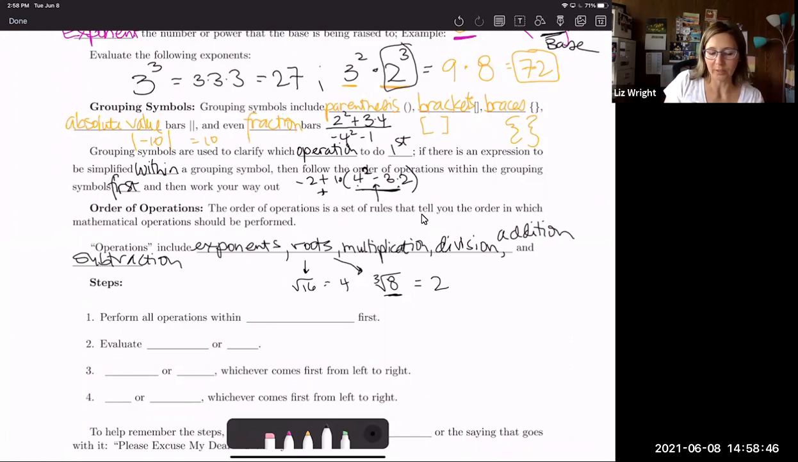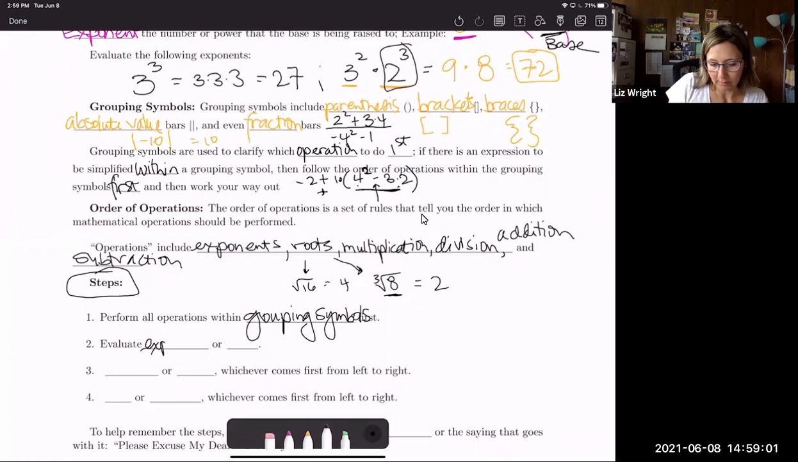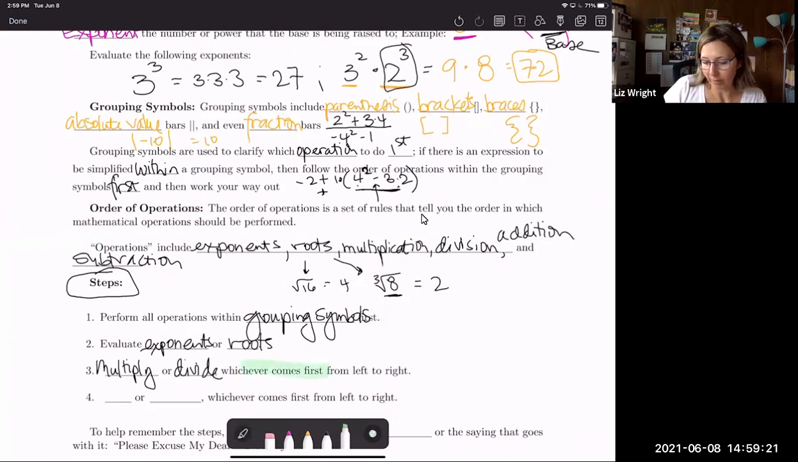Perform all operations. So here are our steps. We're going to perform all operations within grouping symbols first. Then we are going to evaluate exponents or roots, and they're kind of on the same level. So we would evaluate exponents and roots from left to right, and then we are going to multiply or divide, whichever comes first from left to right.